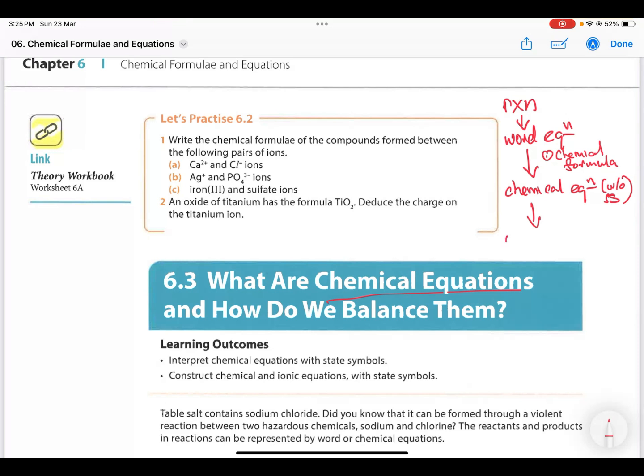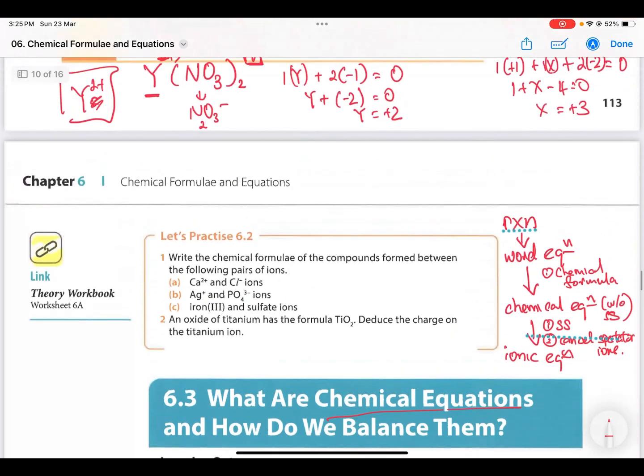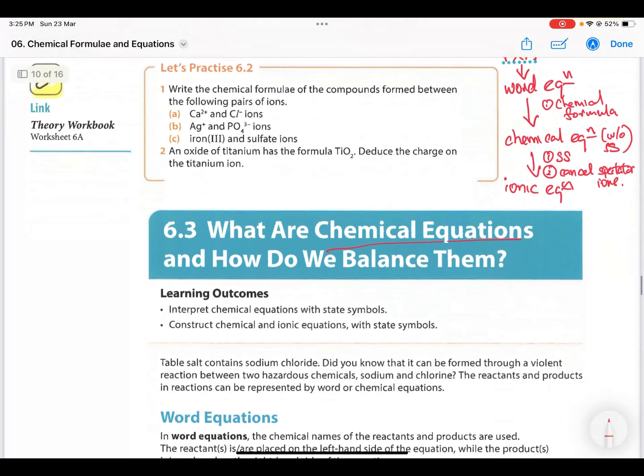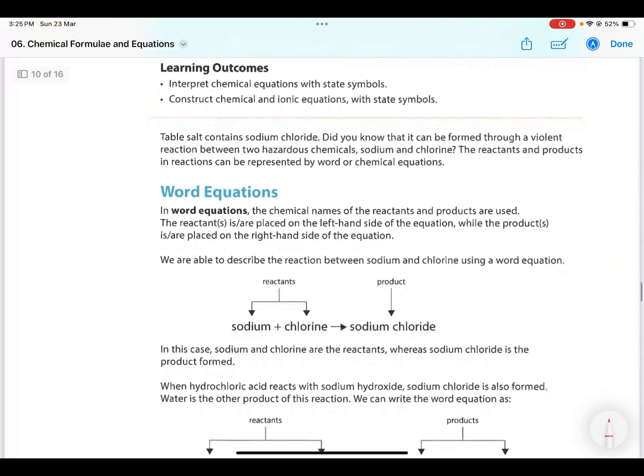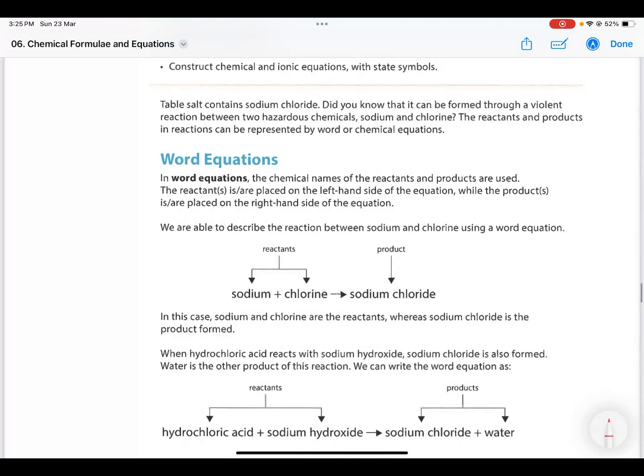Now, if I want to do an ionic equation, which we'll cover later, to get there you will need, one, state symbols, and second, you need to cancel the spectator ions. We are going to look at all these steps in the next part. So we are done with chemical formulas. Now let's look at chemical equations and how to go about doing them. So first thing, equations wise, always take note, this arrow is to tell you the process.